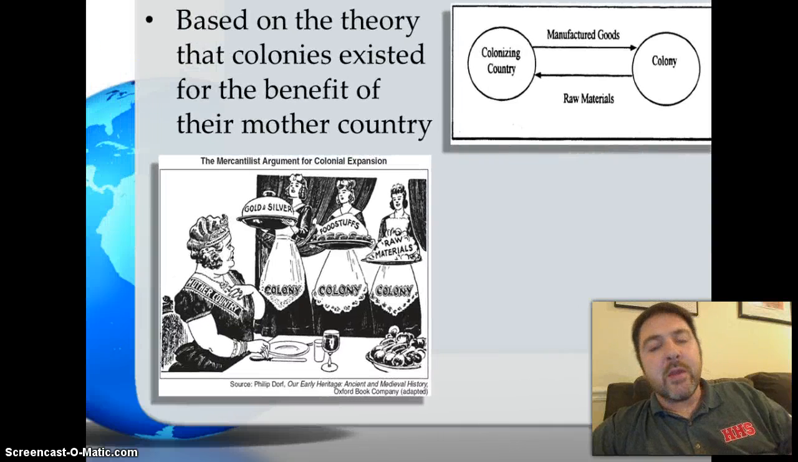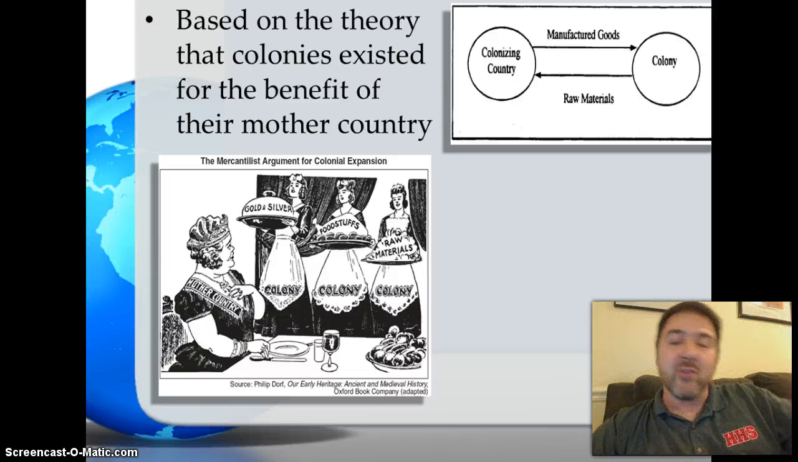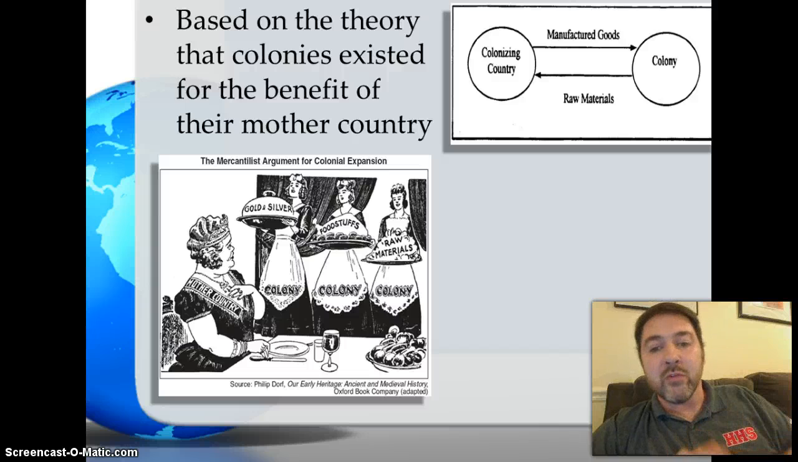Okay, this idea of mercantilism was very much based on colonies. The idea here was that colonies existed for the benefit of their mother country. We see in this political cartoon, the woman seated at the table is the mother country, England, France, Spain, Portugal, and the three girls standing next to the table with colony on their apron. We could picture them as being Virginia and Mexico and Brazil, and we see them serving the mother country gold and silver, food and raw materials, the things that the mother country expected from their colonies.